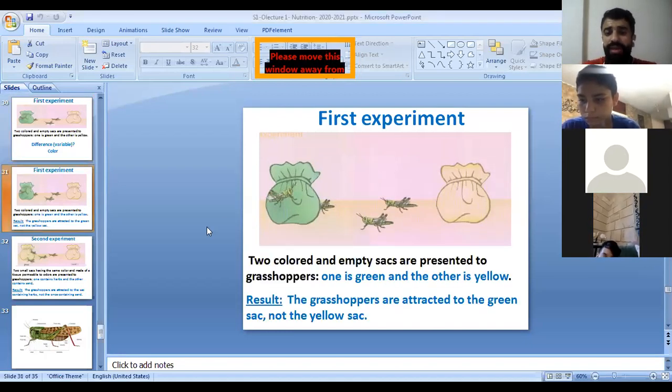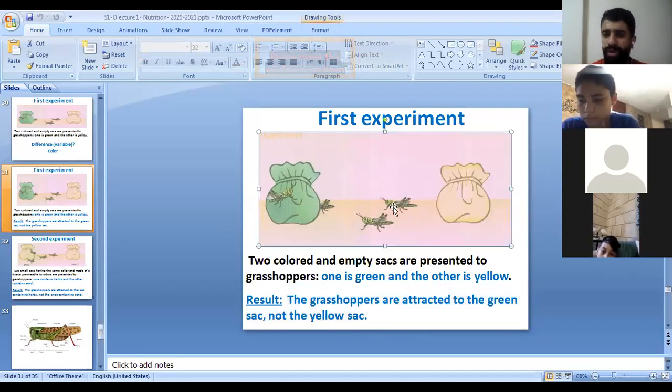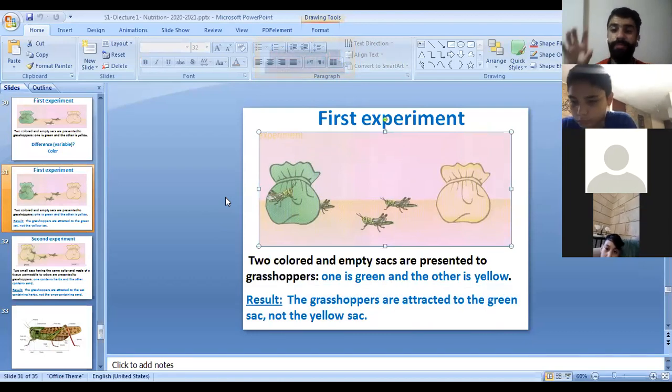First experiment, two colored and empty sacks. One is green and the second one is yellow. What is the result? The grasshoppers are attracted toward the green. Why do they move toward the green? Because it looks like the grass. That's why they move toward it.